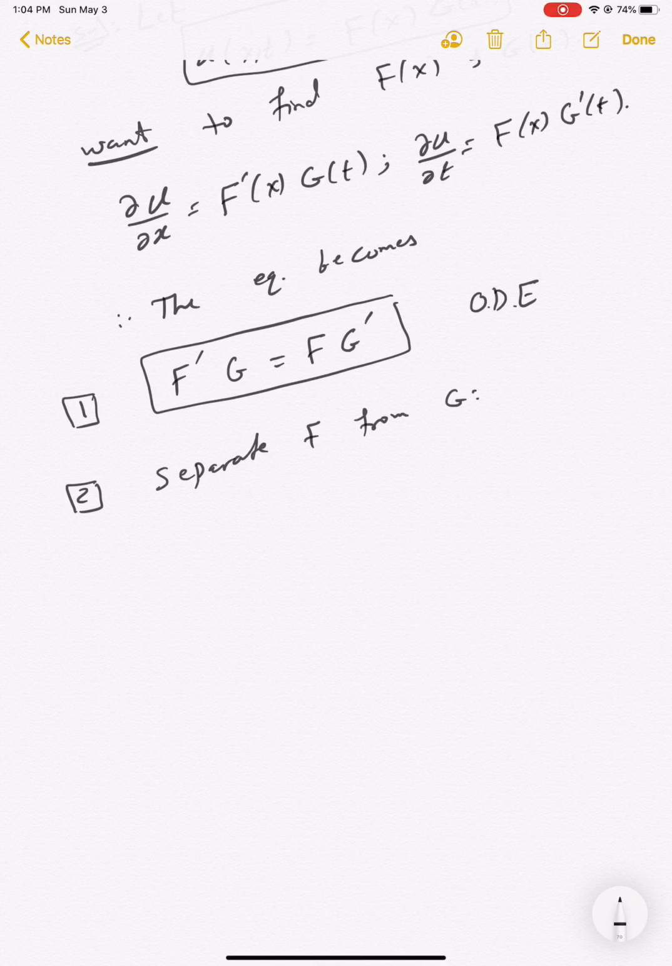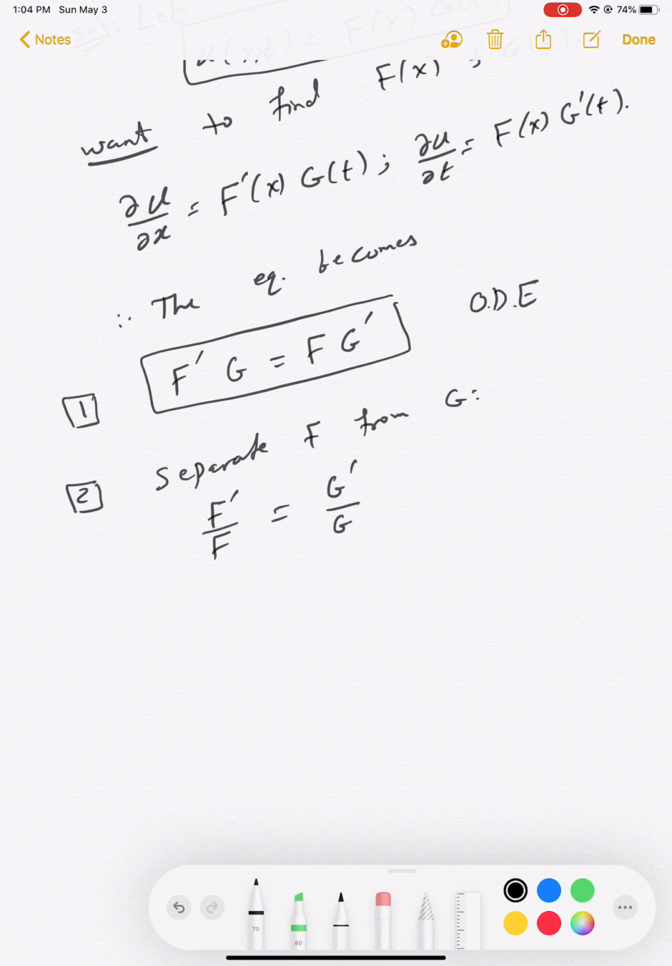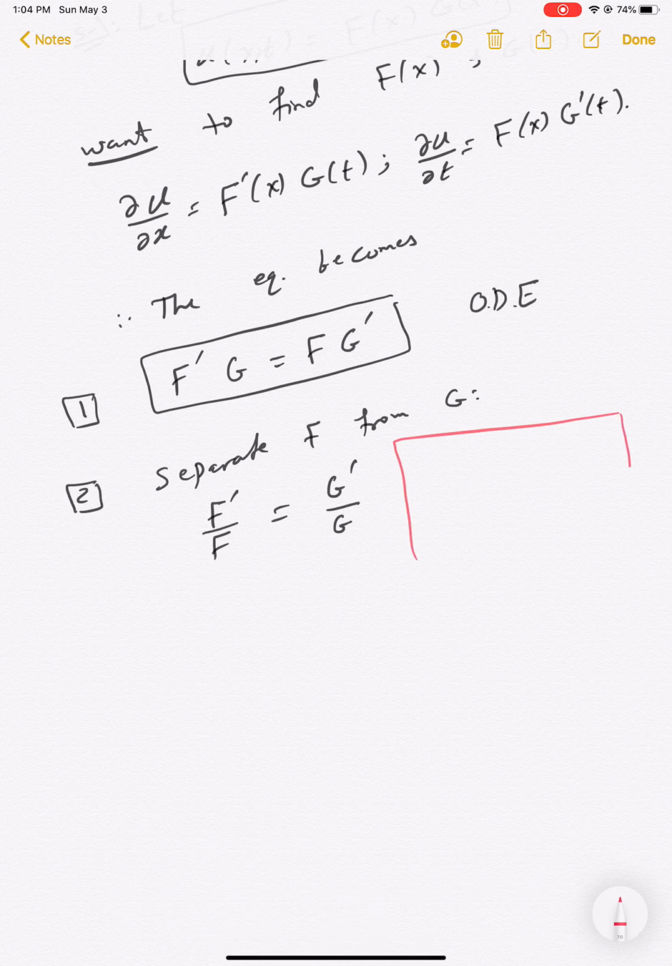So what do you mean by separate f from g? You look at your resulting equation and ask, can I separate this equation, with everything in terms of f on one side and everything in terms of g on the other side? Yes, we can. For example here, you can say f prime over f equals g prime over g. So in this case, you separated f from g. This is the step where you can decide if you can solve using separation of variables or not. If you can't separate f from g, this method does not work.